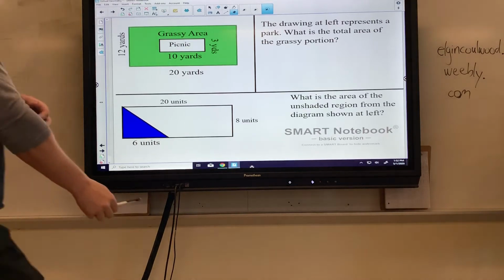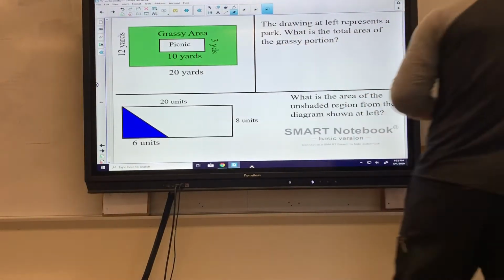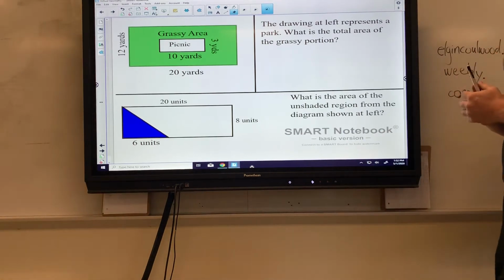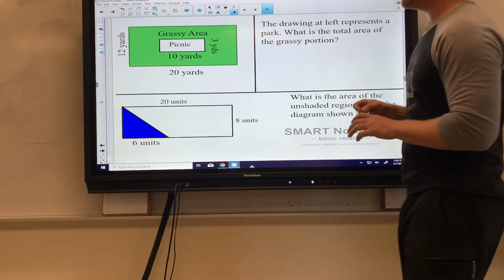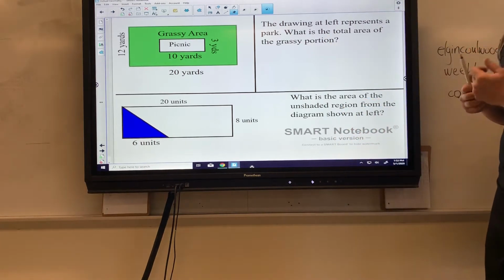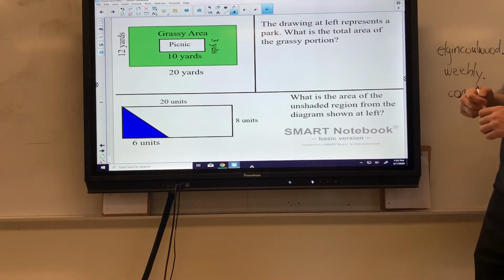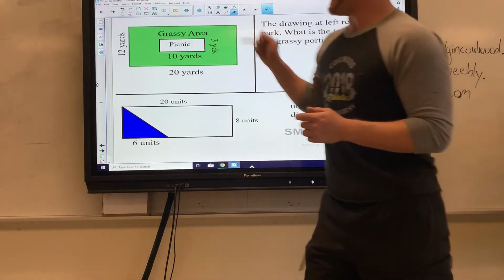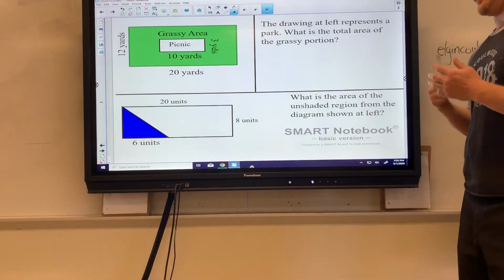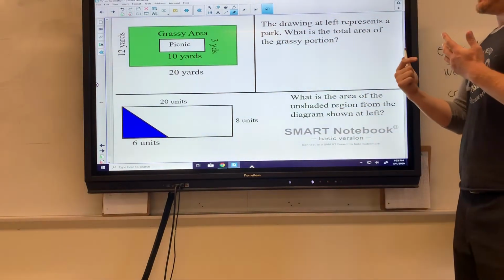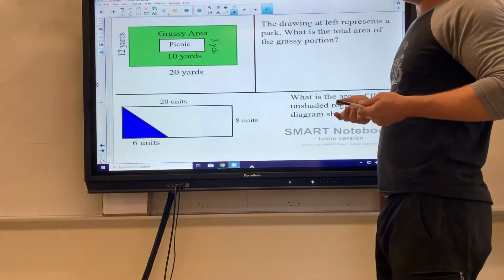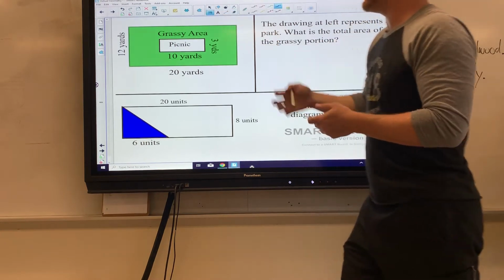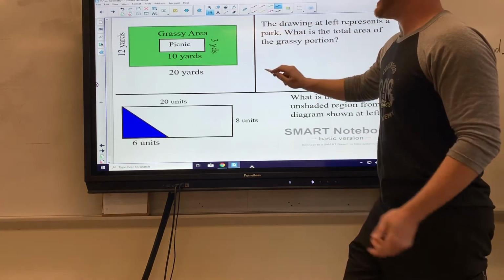All right, moving on with area, a little more complex here. When we do a shaded region, whenever there's a figure within a figure, we're gonna have to subtract the two areas. So the first one's asking for the area of the grassy portion, which is this green area outside the picnic area. The fact is that we don't wanna account for this picnic area, so we gotta take it out. When you think about taking something away or taking something out in math, that is a subtraction problem.